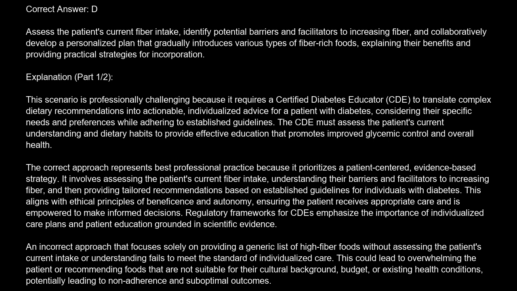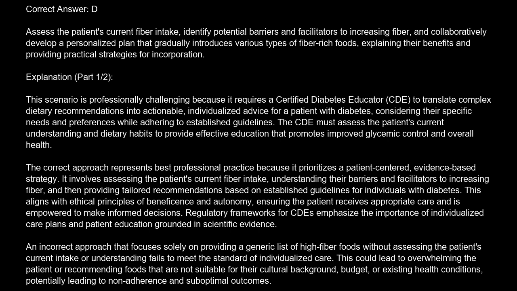Explanation. This scenario is professionally challenging because it requires a certified diabetes educator, CDE, to translate complex dietary recommendations into actionable, individualized advice for a patient with diabetes, considering their specific needs and preferences while adhering to established guidelines. The CDE must assess the patient's current understanding and dietary habits to provide effective education that promotes improved glycemic control and overall health. The correct approach represents best professional practice because it prioritizes a patient-centered, evidence-based strategy.